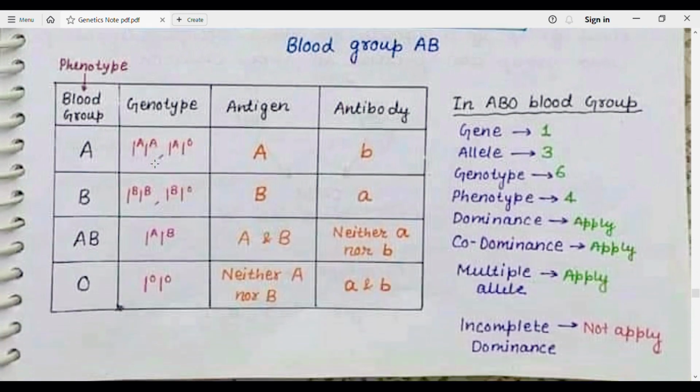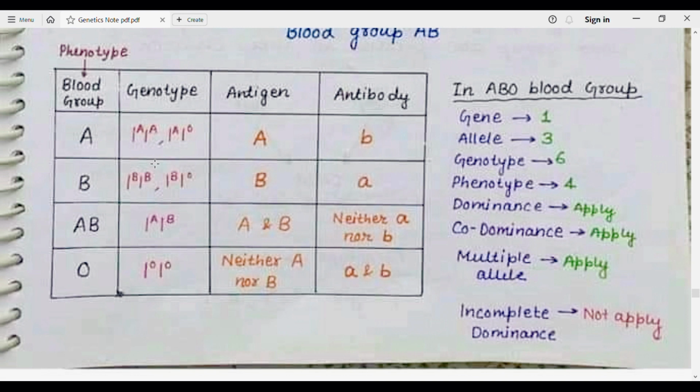The genotypic study of blood groups was done by Bernstein, a student of Karl Landsteiner. In 1925, he studied the genotypes of blood groups. The phenotypes of blood group are four types: blood group A, blood group B, blood group AB, and blood group O. Their genotypes are given in the table: blood group A may be either homozygous or heterozygous, blood group B may be either heterozygous or homozygous, and blood group AB as well as blood group O.